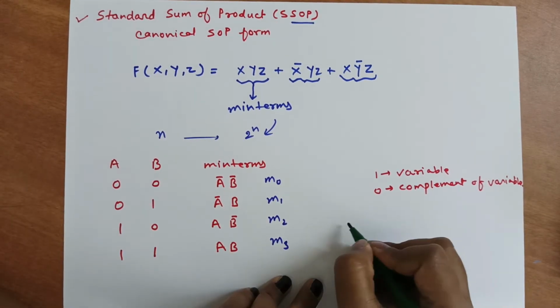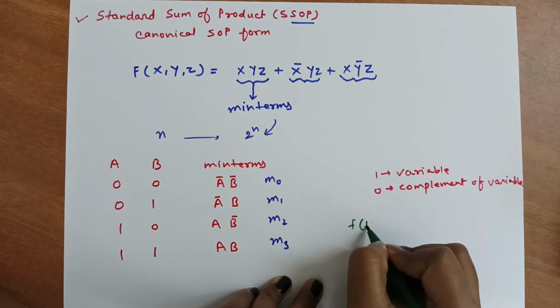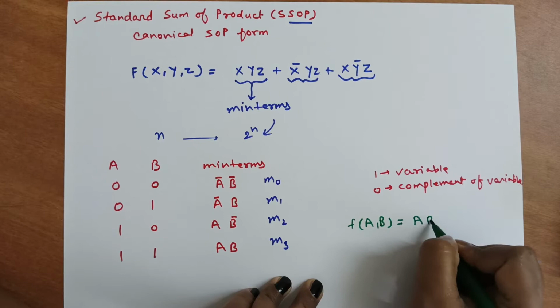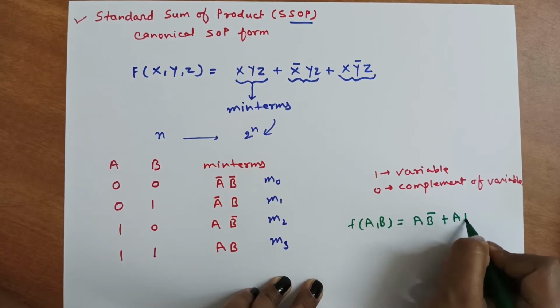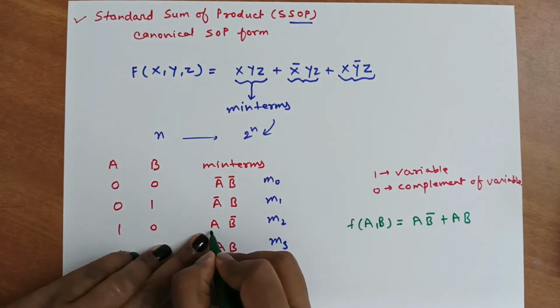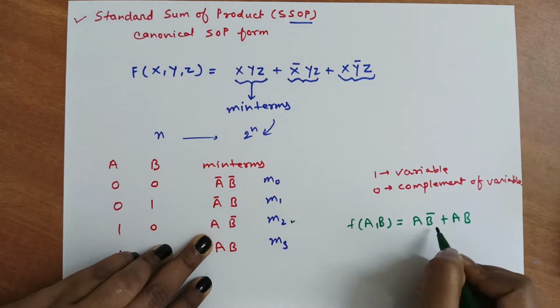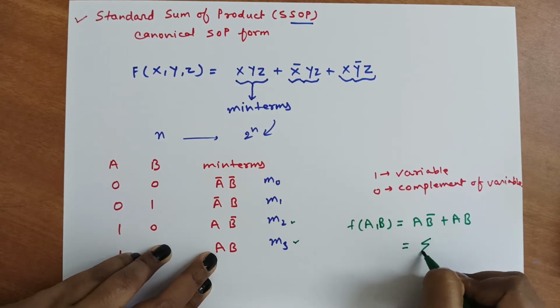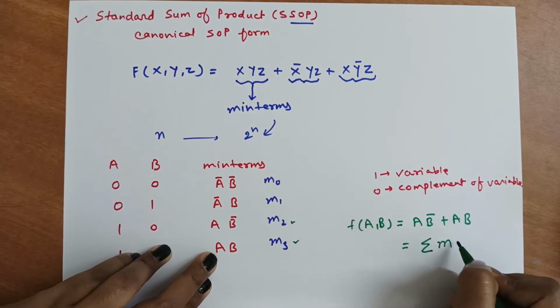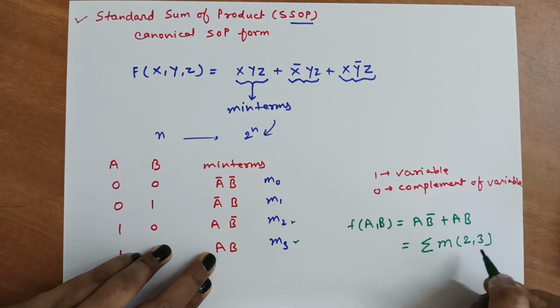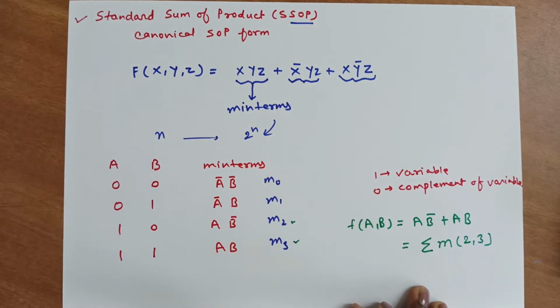Now let us take a function f of AB given as A B bar plus A B. So how can we write it? A B bar is M2 and A B is M3. So we can write it as summation of minterms 2 and 3, summation of M2 and M3.